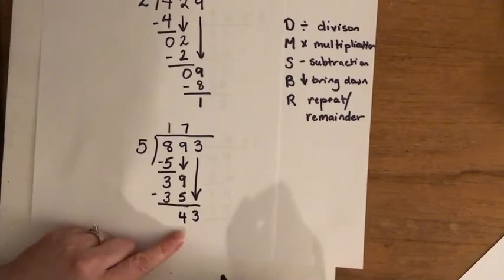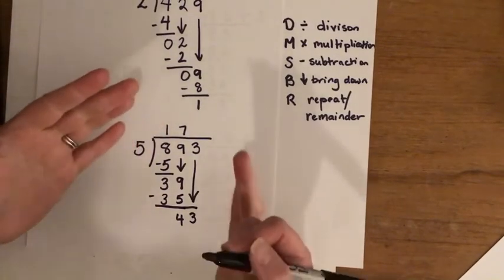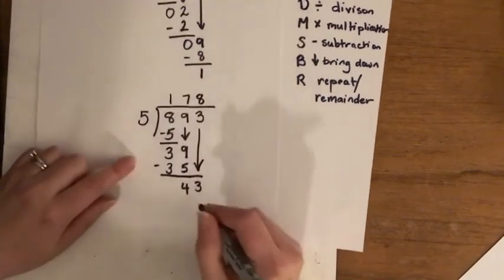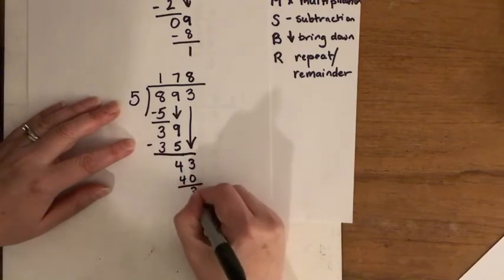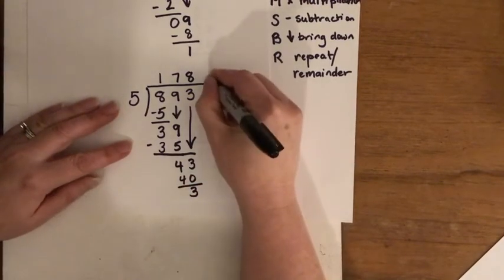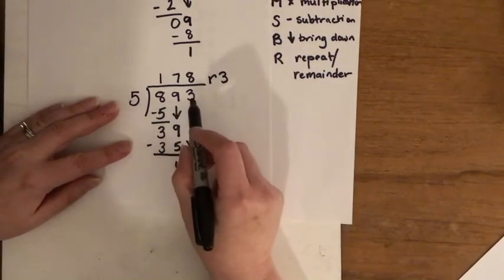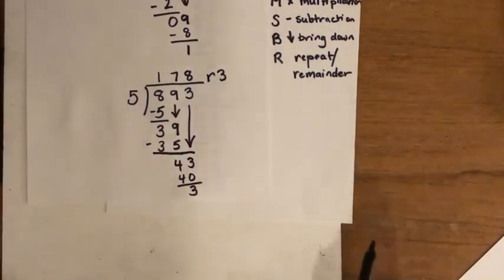Okay, now I'm dividing 43 things into 5 groups. 5, 10, 15, 20, 25, 30, 35, 40, and that is 8. Okay, so 8 times 5 is 40, which leaves me with a remainder of 3. All right, so 893 divided into 5 groups is 178 in each group, and 3 left over.